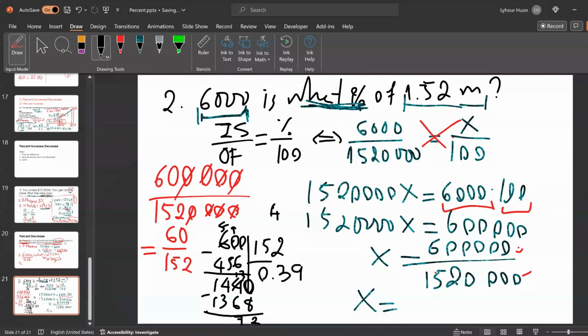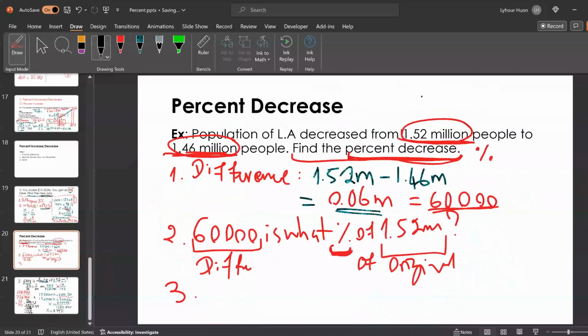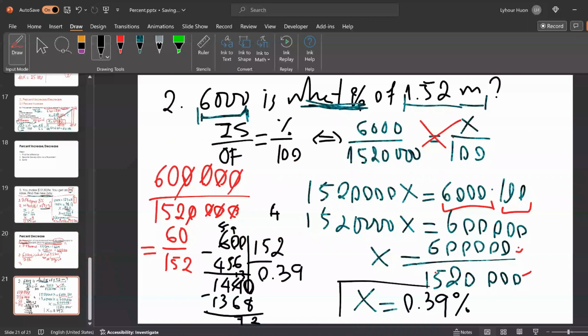And then it goes on, we still keep dividing, but we know that it's okay to take just 2 decimals. So it can be 0.39. Do we have units here? Percent, yes. So is this the final answer? Yes, this is the final answer because they want to ask about the percent decrease.